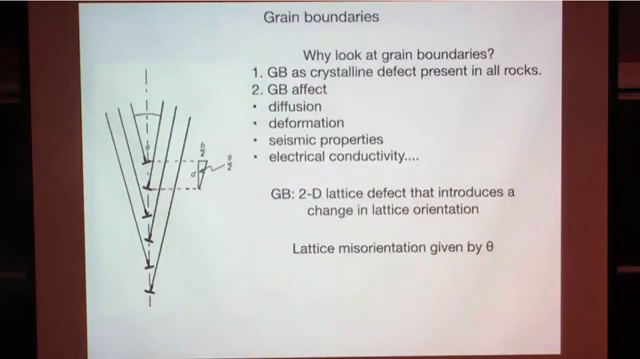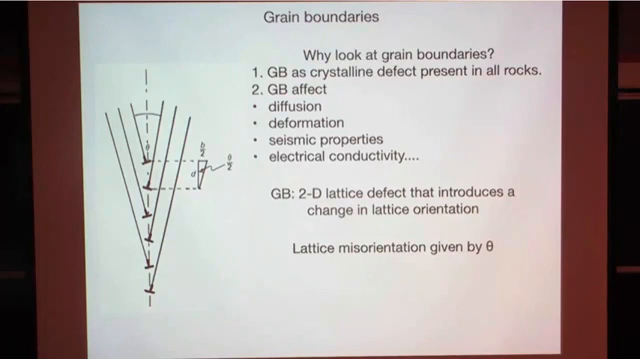Right. So grain boundaries, why should we look at grain boundaries? They're planar defects, right? So we had point defects, we have line defects, and we have planar defects. The Earth is not a perfect single crystal. We need to take into account all of these, and grain boundaries in particular are important. That's behind a lot of the measurements that we do of seismic properties. They all refer back to grain boundaries. That's why I want to spend a little bit of time on this.